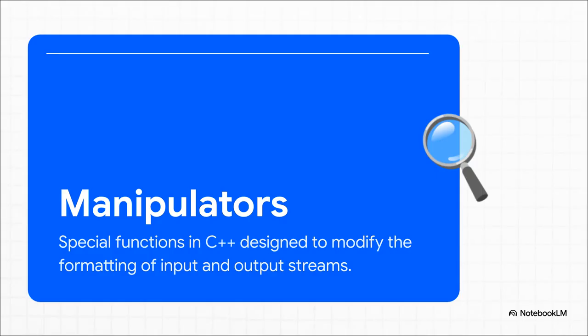So what are they exactly? Well, you can think of manipulators as special commands that you can just drop right into an output stream like cout. They basically tell the stream, hey, change how you're behaving for a second. They let you manipulate the formatting on the fly.